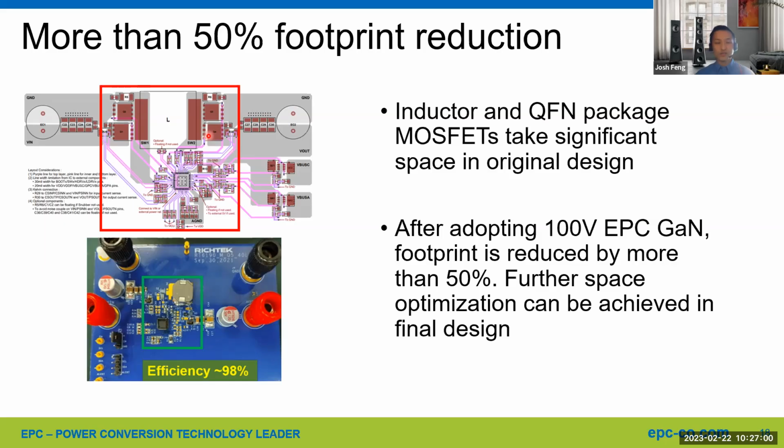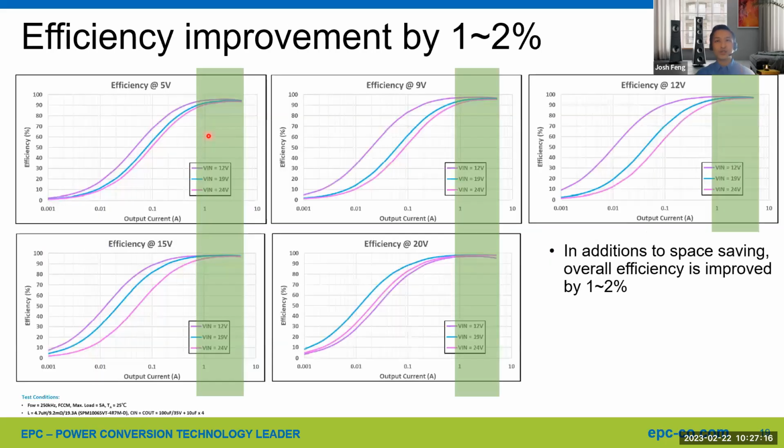Think about if you're using it as a power bank or mobile charging station. Power banks are very space limited. Shrinking space by half is really, really good for the overall industrial design. And here I want to share with you a couple of charts that we put together, with 5-volt output, 9-volt, 12-volt, all the way to 20-volt outputs with different input voltages.